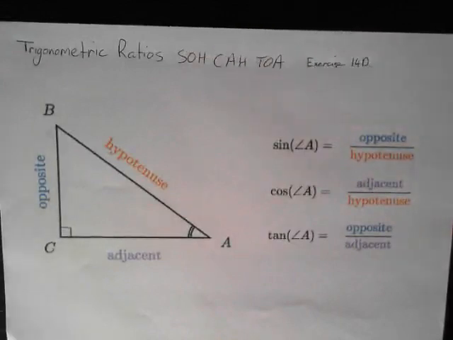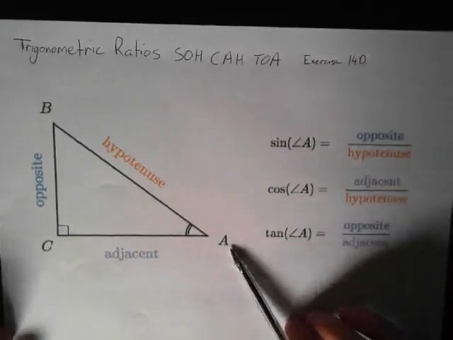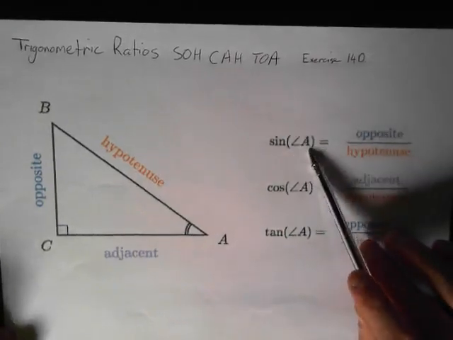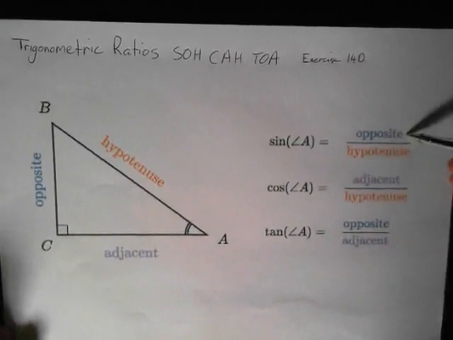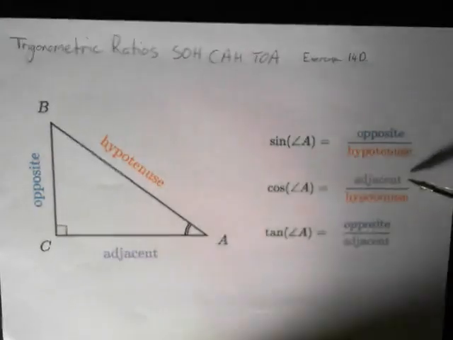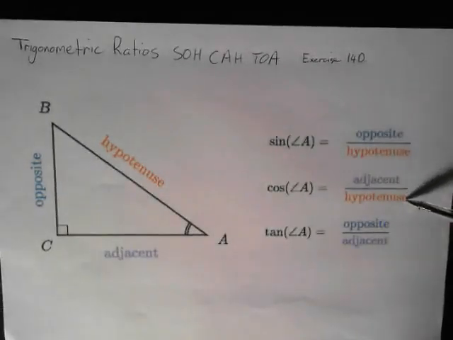Now I've written on this piece of paper here the trigonometric ratios SOHCAHTOA. Everyone should remember SOHCAHTOA. Simply, if this is our angle A as it's defined here, the sine of the angle A equals the length of the opposite side divided by the length of the hypotenuse. The cosine of angle A is the length of the adjacent side divided by the hypotenuse.